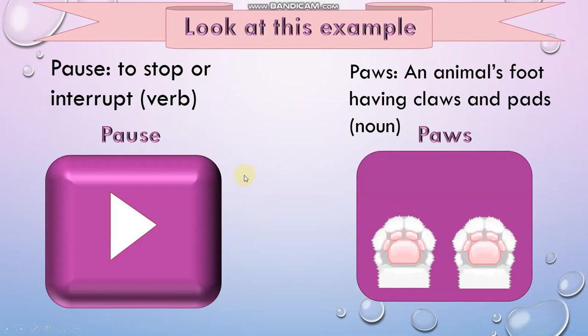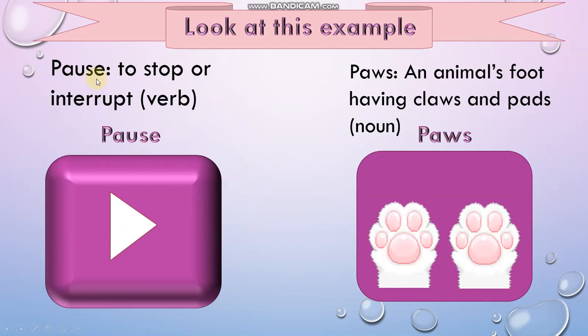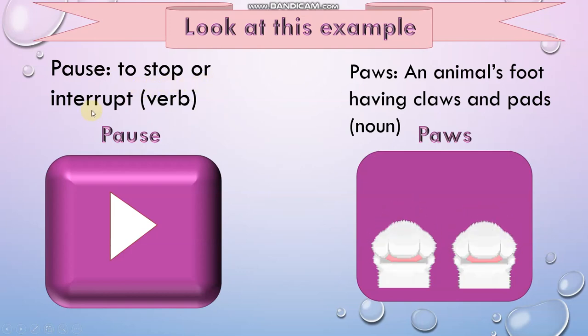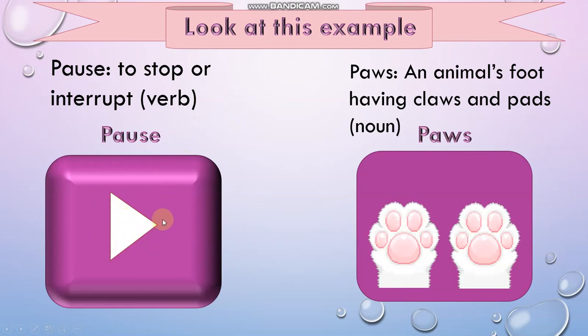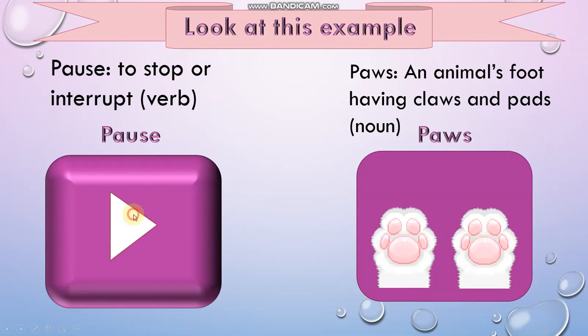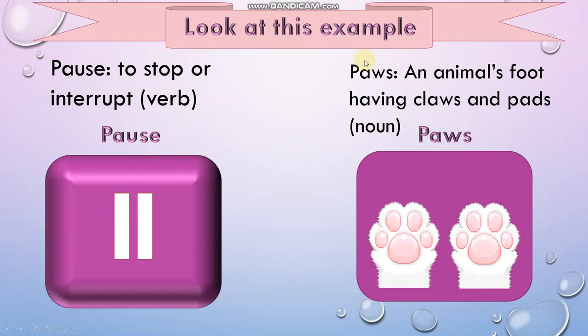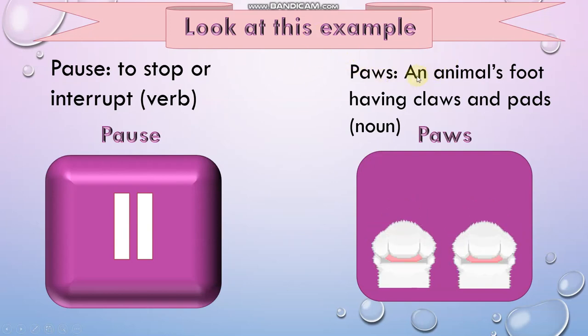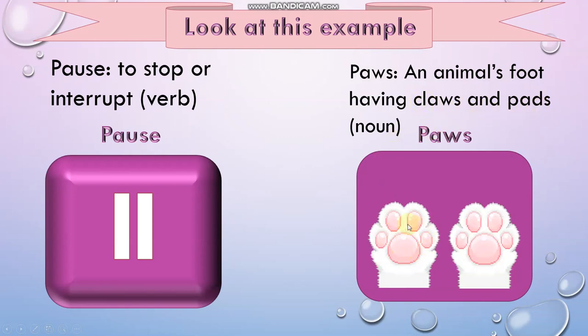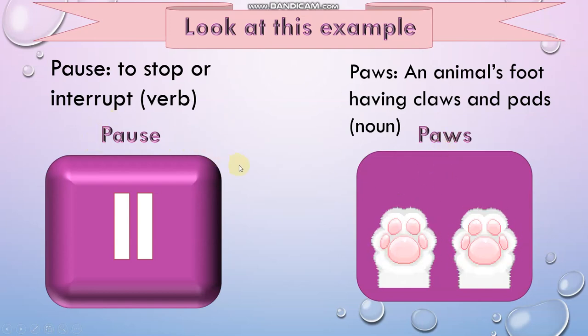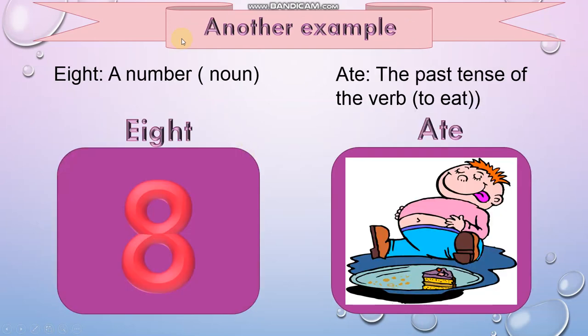Now look at this example. The first one says pause. It means to stop or interrupt. It's a verb, it's an action word. Alright, and when I want to stop watching a video, I want to stop watching a movie, I just have to click on pause. I want to pause things, put a stop on it. Okay, and then we have paws. Paws, pause. They both sound the same, but here it means an animal's foot having claws and pads. It's a noun. It's the name of a part of the body. So pause, paws. Same sound. Let's go on to the next slide.